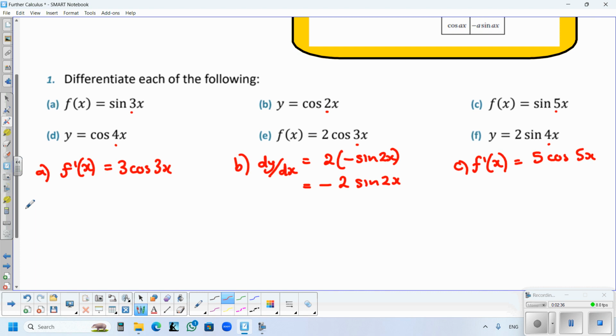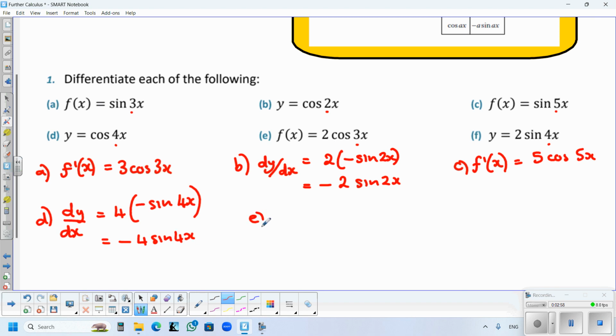Next one, part D, we've got y is equal to cos 4x, so it's dy by dx. The number in front of the x is 4, so it's going to be 4. The derivative of cos is negative sine. Angle's got to stay the same, so 4x stays there. Tidy it up is minus 4 sine 4x.